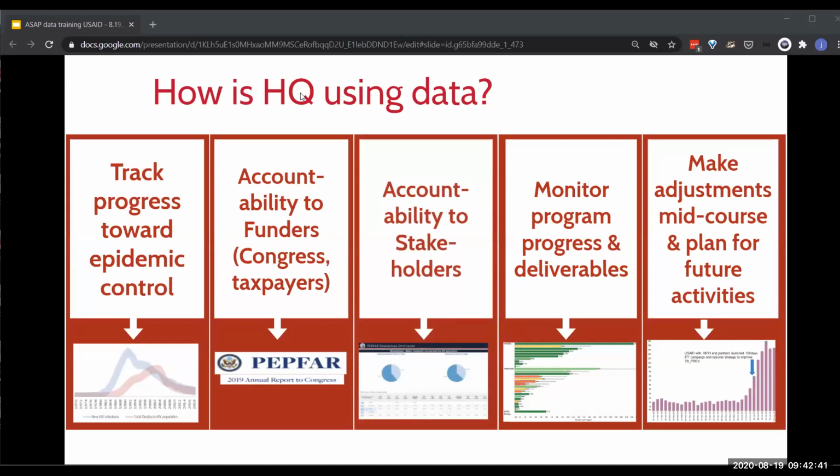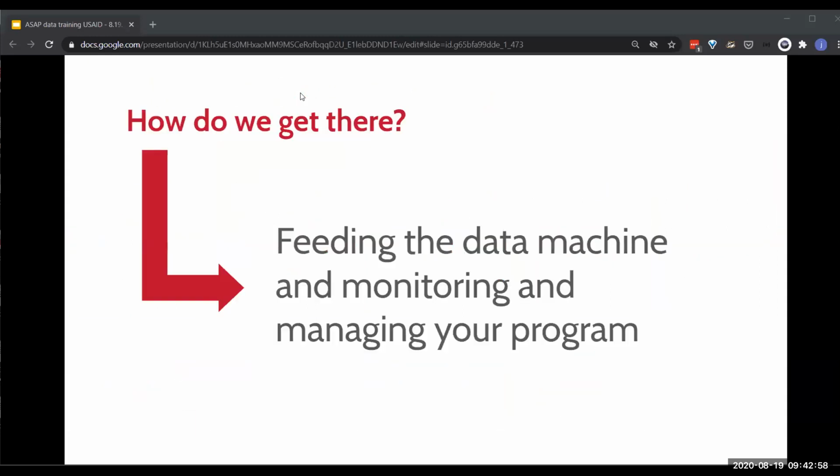And then we have accountability to stakeholders. Now that's your host country governments, that's the ministries of health. This is a collaborative effort. And so we want to be able to talk comprehensively about how we're doing to those different stakeholders. We call this feeding the machine. This is what all this data is for. It's a lot of information, and it's kind of a constant feeding. It needs to be fed frequently.